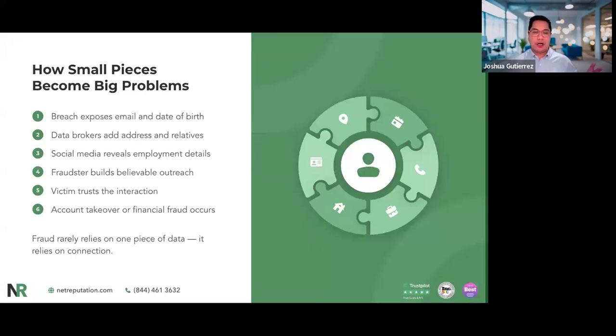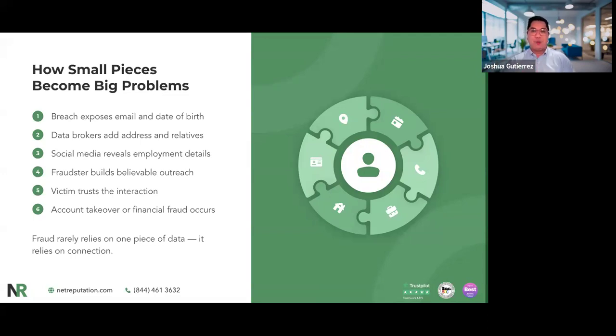So, a large company or enterprise breach leaks an email address and a date of birth. That information gets paired with data broker records online, which then fills in the address and the relatives of an individual. Social media then provides employment details and professional context. So think LinkedIn there. Now, a fraudster has enough information to create believable outreach. The individual, whether it be at a financial institution, a benefits provider, or even a family member, then responds because what? It feels legitimate. And that leads to account takeover or credit fraud.